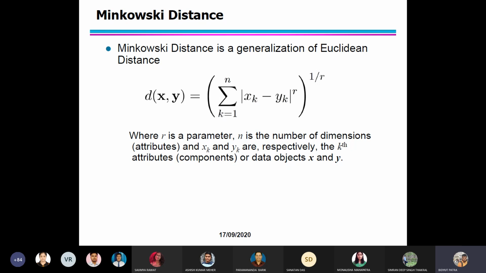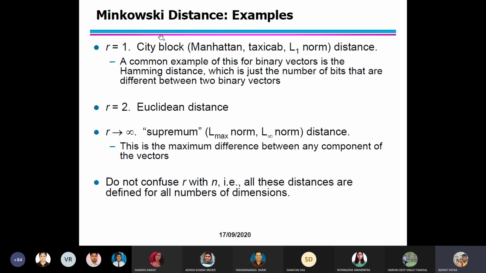Okay. So now we'll see r equal to 1. It has a name, that is the city block distance or Manhattan distance or L1 norm. And r equal to 2 has a name, that is Euclidean distance. And r equal to infinity is something called the L infinity norm or L max norm, and so on. Here it is very specifically said, do not confuse r with n, where r is the norm and n is the number of dimensions.